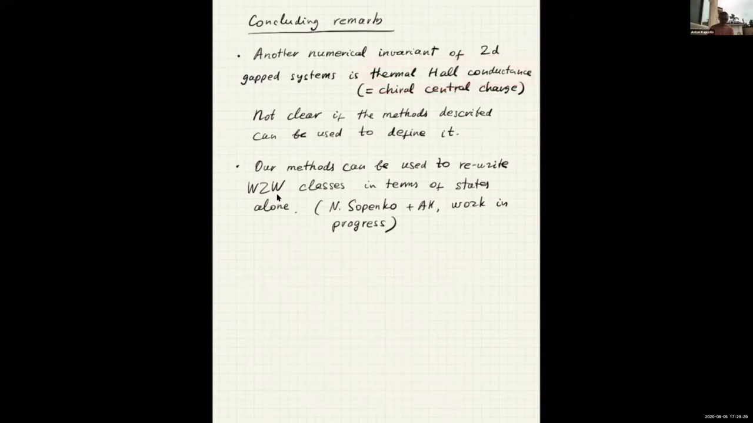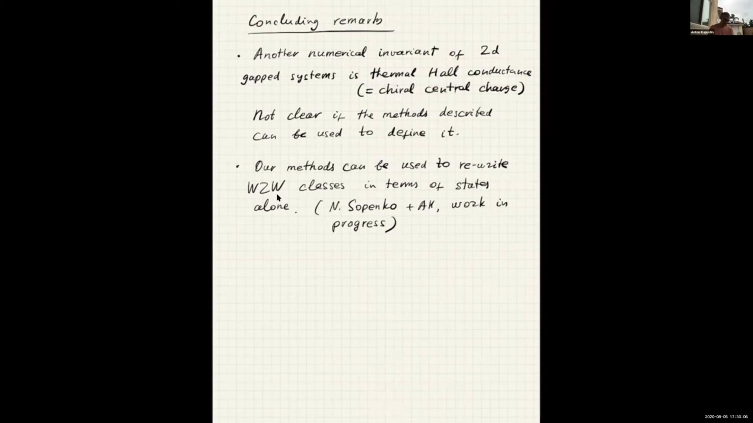or equivalently the chiral central charge of the edge. There's a Kubo formula for this, but we don't know how to massage it into any form which would show that it's an invariant of a phase in our sense. The trouble with thermal Hall conductance is that it's strictly speaking defined at positive temperature. Everything I described only works at zero temperature, so I don't know what to do with thermal Hall conductance. Maybe it's not even possible using our methods.